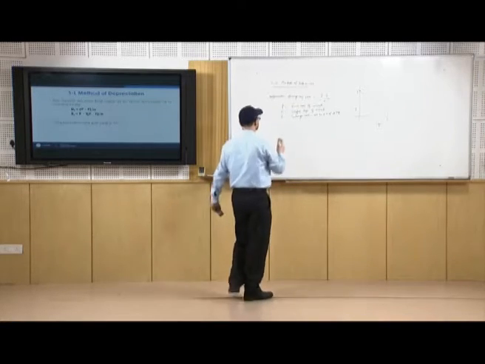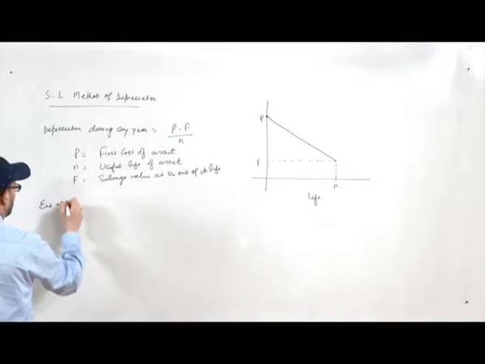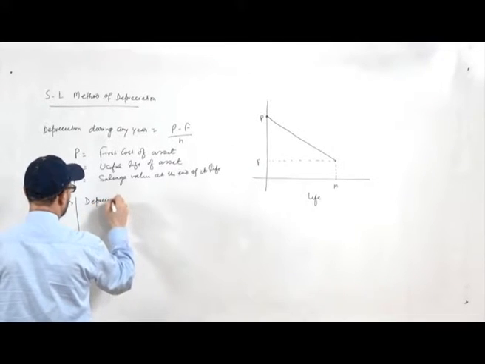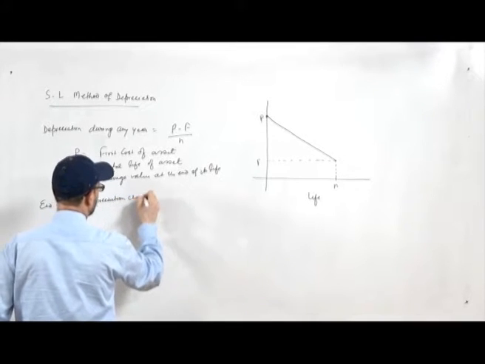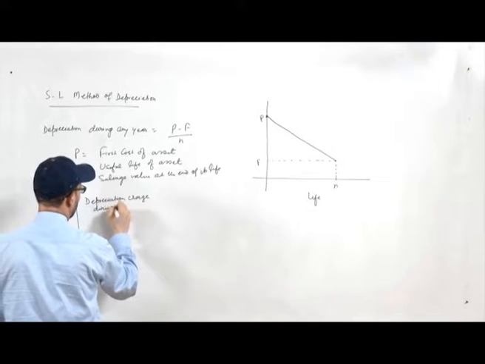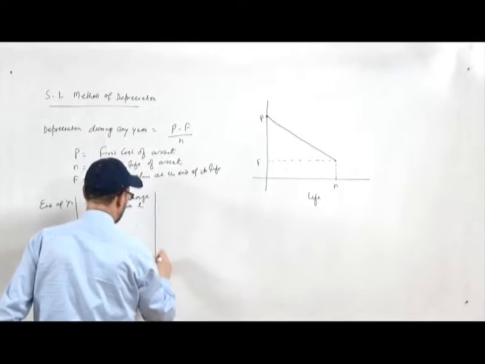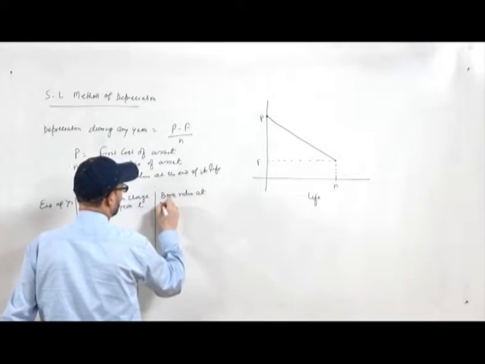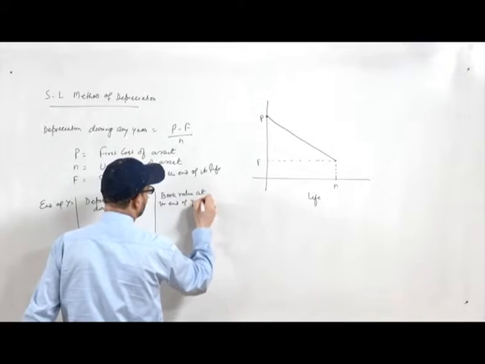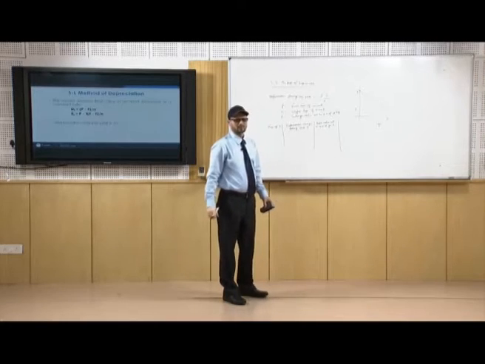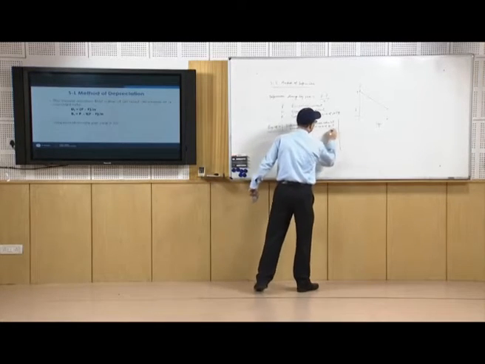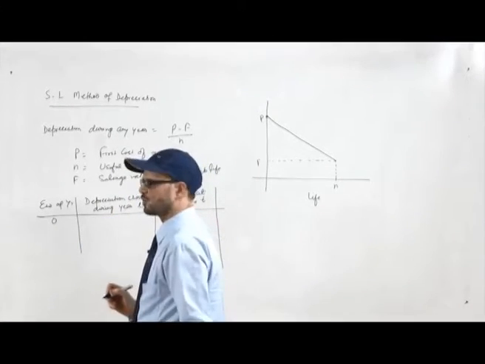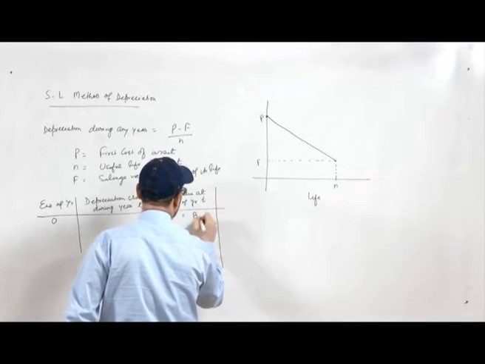If you take a table like this, it will have end of year, then the depreciation charge during year t, and the book value at the end of year t. So if we make the table for the straight line method of depreciation, in year 0 the value is P. P is nothing but the book value at year 0.